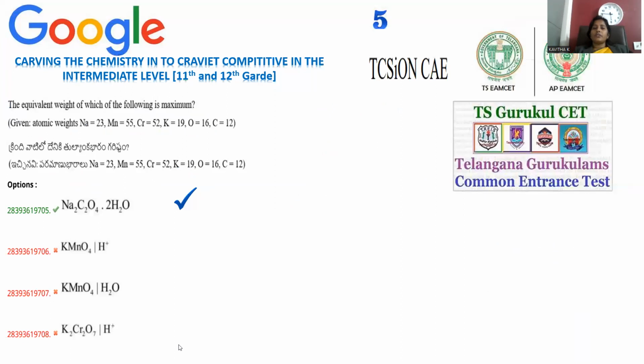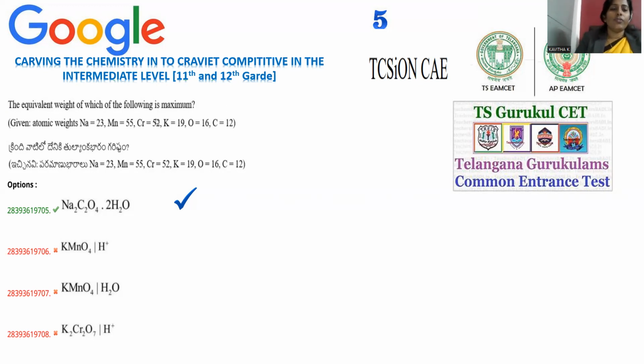Move on to question number 5. Question number 5 is given from the analytical part. Again, we can say this is volumetric analysis. The equivalent weight of which of the following is maximum? Equivalent weight, molecular weight, molarity, normality, molality, all these are the part of what? Titrimetric analysis or volumetric analysis or analytical part. Okay, practical chemistry related one.